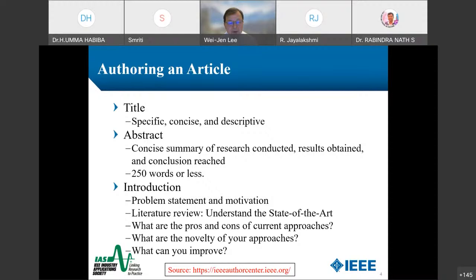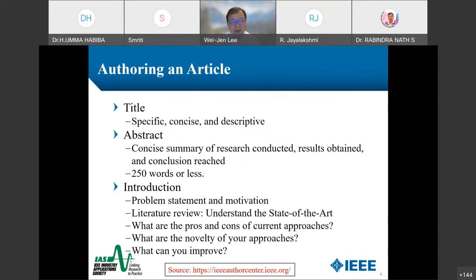And then in the introduction, you try to give the problem statement and the motivation. You can have a literature review in the introduction, or you can have another section to discuss the literature review and the pros and cons of the current approach. This can also be included in the literature review. The introduction is very important. You try to highlight the novelty of your approach and what you try to prove or improve.